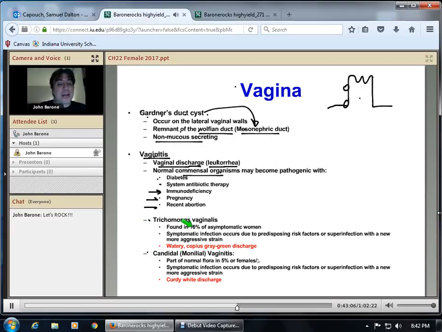Okay, trichomonas vaginalis. Notice 10% of normal asymptomatic women have it, so it can be part of normal flora. So when does it actually cause inflammation and irritation and vaginitis? Well, it only becomes symptomatic when you have one of those predisposing factors like diabetes, immunosuppression, or antibiotics, or you get infected with a new strain that's more aggressive than the strain you had already. And you get this from sex, a sexually transmitted disease. So you have sex with somebody new, you get a new type, and that new one takes over.